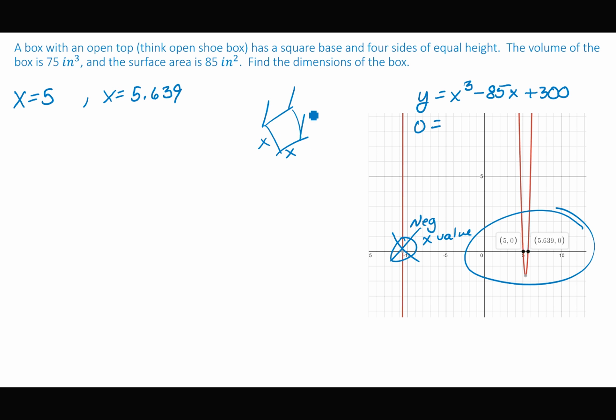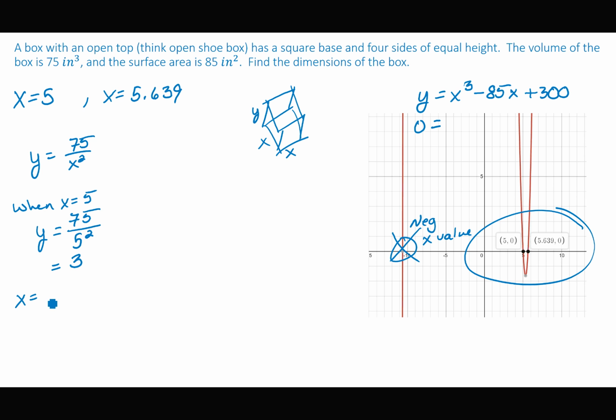Again, that's going to be our square base dimension. We still need to find our height dimension, y. But we have that equation, y equals 75 over x squared. So now I just have to do it twice. When x is equal to 5, I know my y is going to be 75 divided by 5 squared, which is 25. So that's 3. So when x is equal to 5, y is going to be equal to 3.